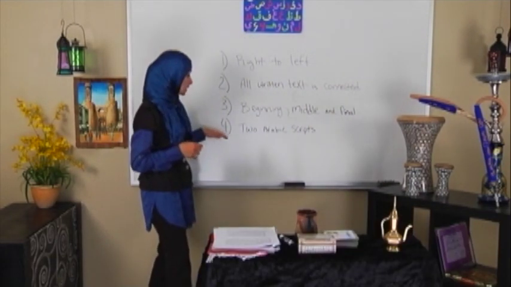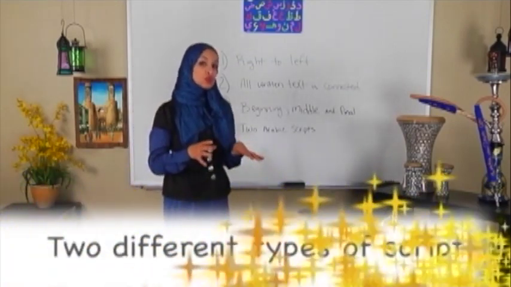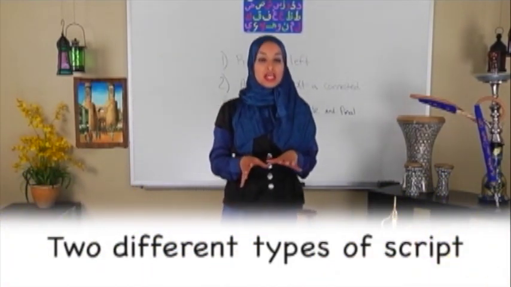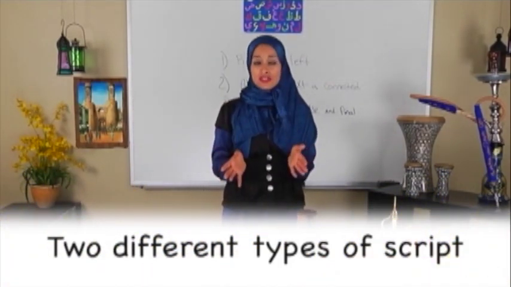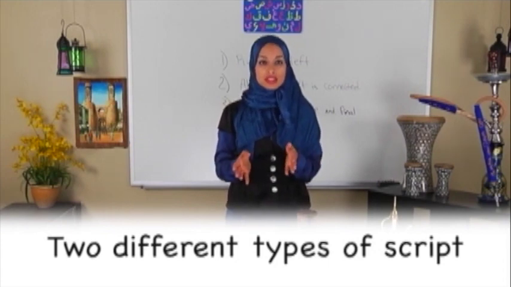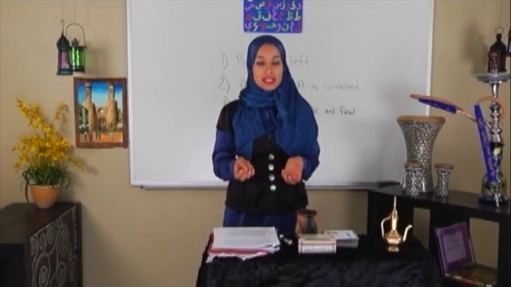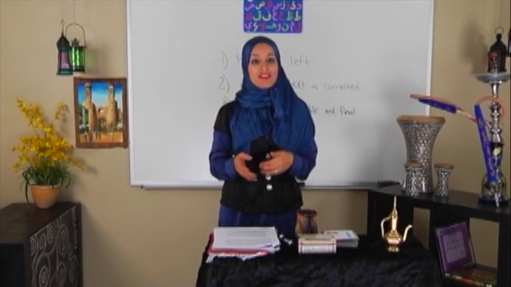The fourth point is that Arabic has two different types of script. The first one is just simply the letters. So the 28 letters that I mentioned earlier, that would be the first type of script. The second type of script would have the vowel markings.